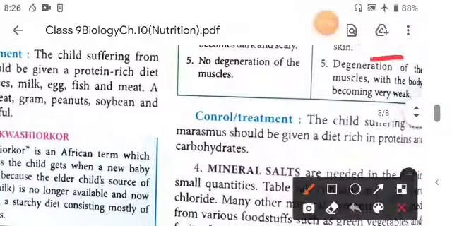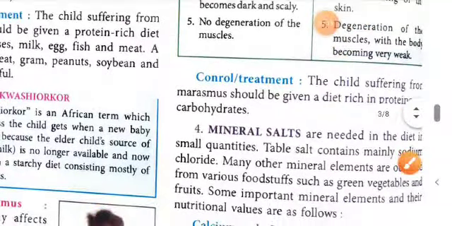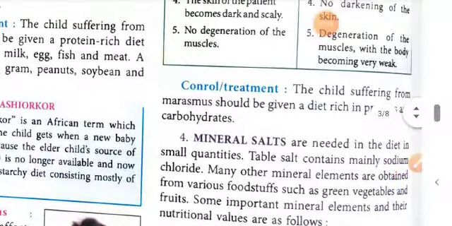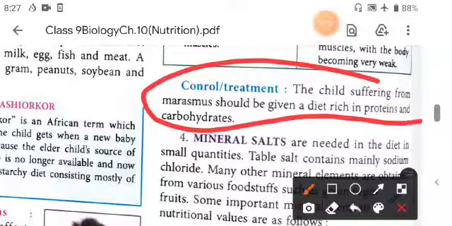Now, how do you control and treat Marasmus? The child suffering from Marasmus should be given a diet which is rich in protein, carbohydrates and fats.